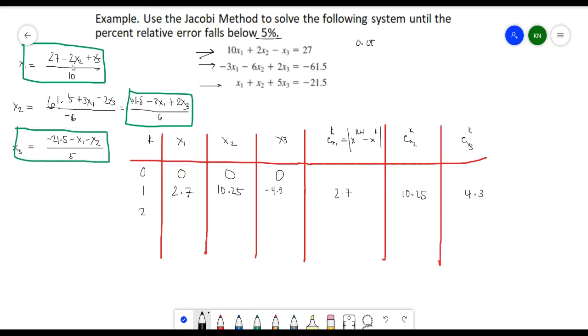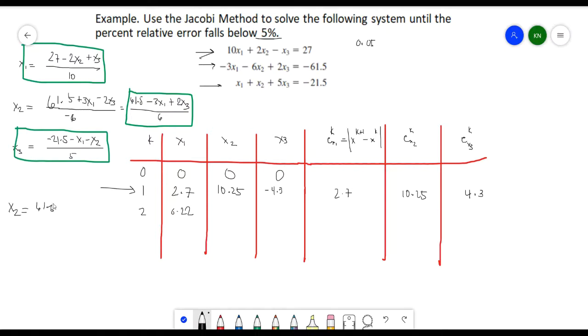So we have to substitute now this one. The x sub 1 is equivalent to 27 minus 2, and then our x sub 2 now, the values from the previous line are what we use. So 10.25 plus x sub 3, which is negative 4.3, divided by our 10, which is equivalent to 0.22.